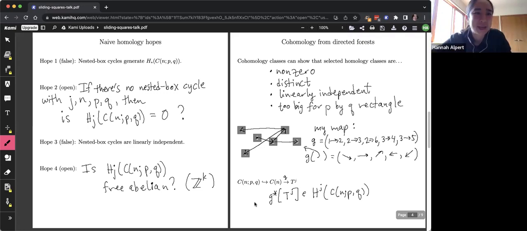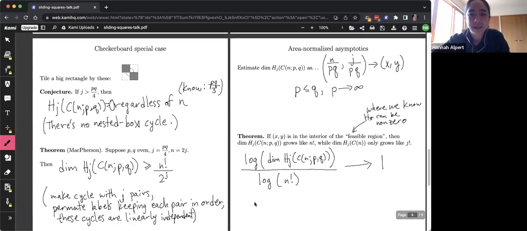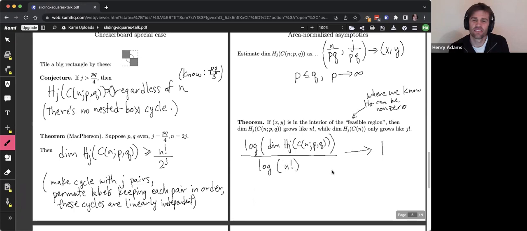So that does end up being a major part of the argument for this new theorem, breaking up the cohomology classes in that way.